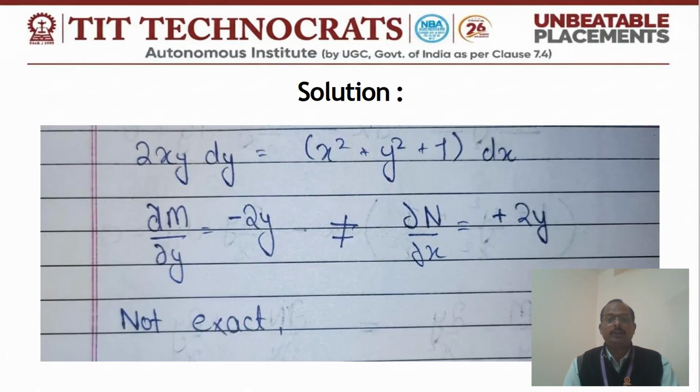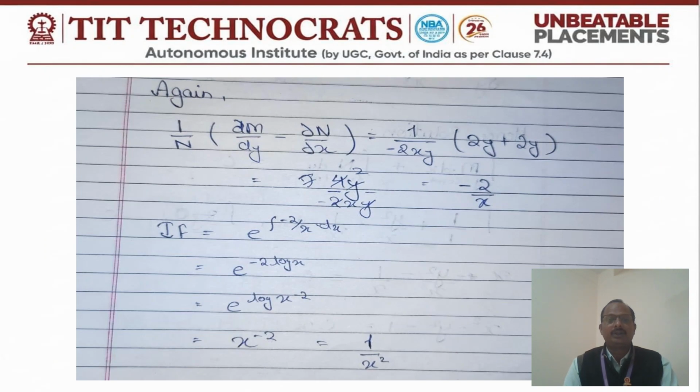So first of all, rearrange the equation according to the structure. After getting the solution, ∂M/∂y and ∂N/∂x are not the same, so the equation is not exact. Then consider (∂M/∂y − ∂N/∂x)/N. So you get the value −2/x, which is a function of x only.